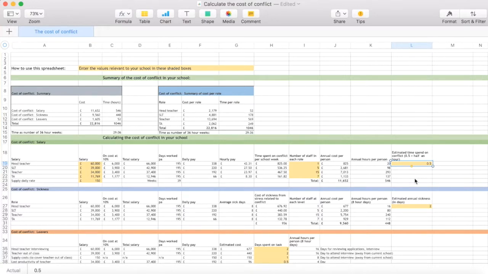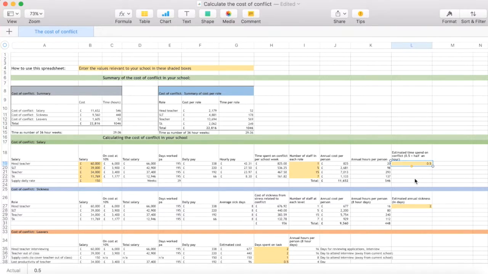And then over here, you just need to put in an estimate of how much time you think people are spending on conflict. What do I mean by spending time on conflict? This could simply be time that you spend discussing perhaps issues between members of staff, or even a member of staff who needs to improve their performance. It might be time that people are spending perhaps gossiping about issues, which essentially is a form of conflict. And it could include disagreements or dealing with parents or other members of staff.